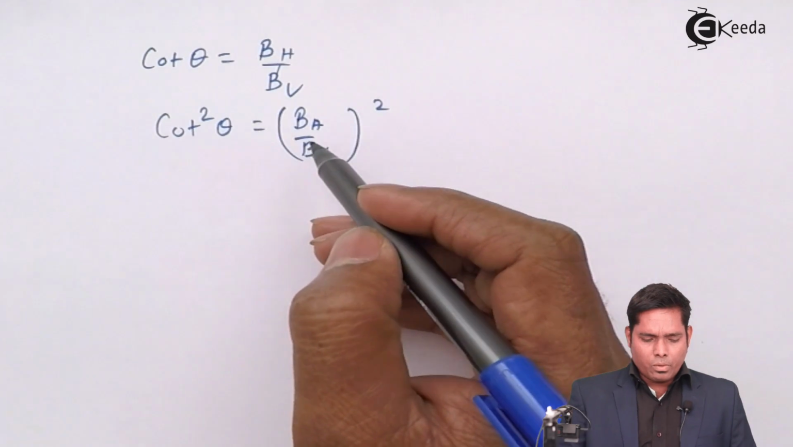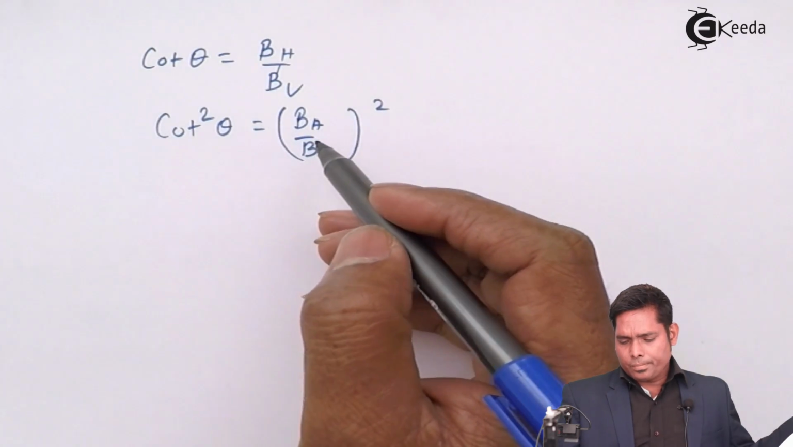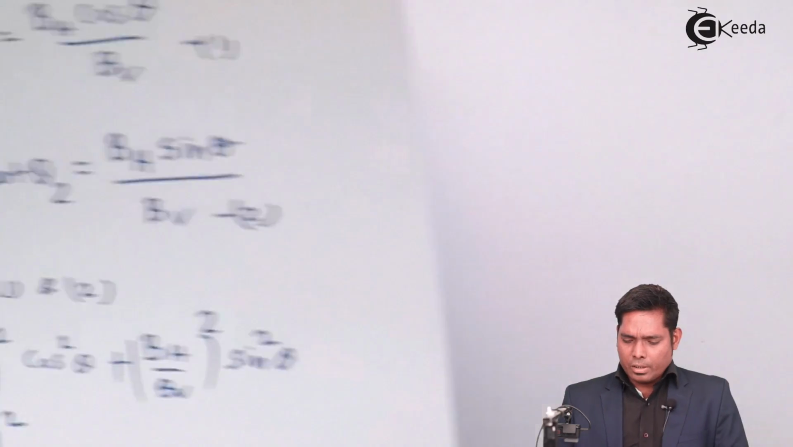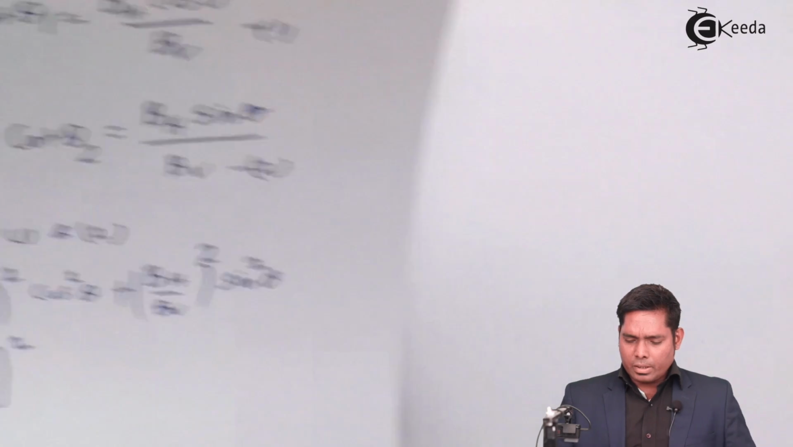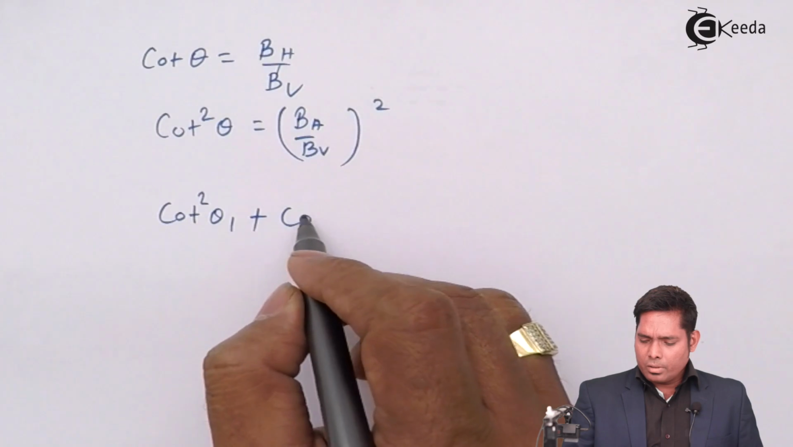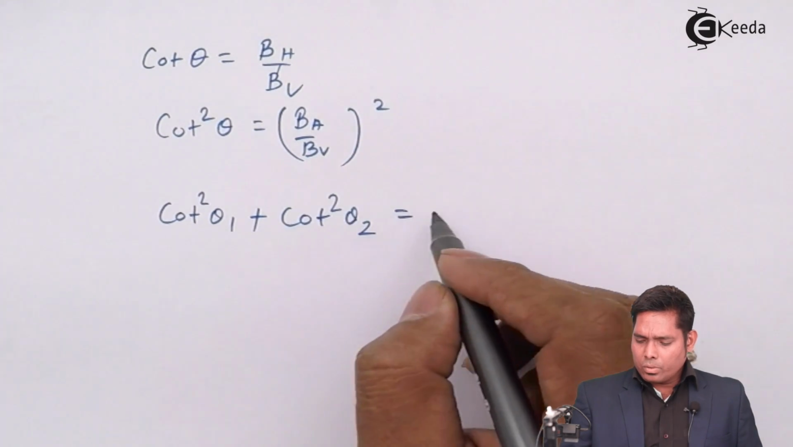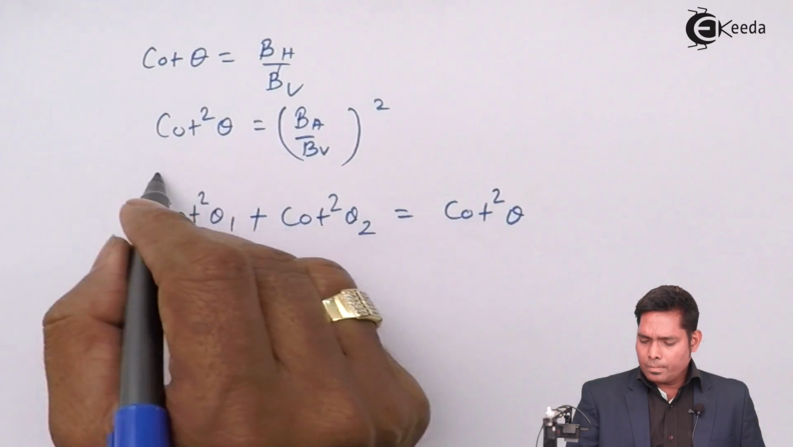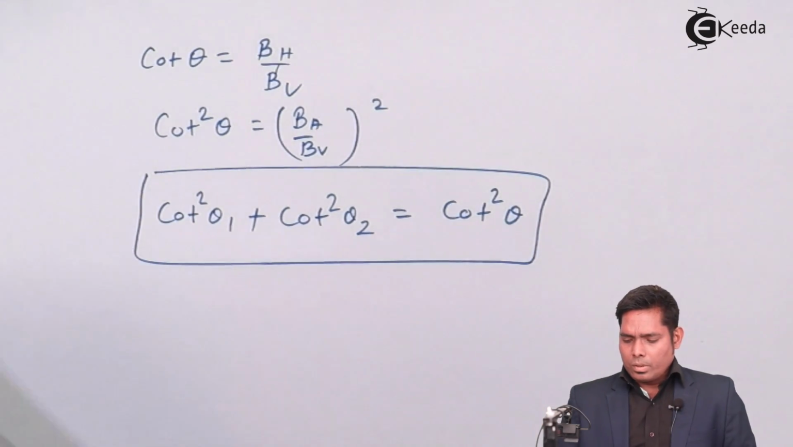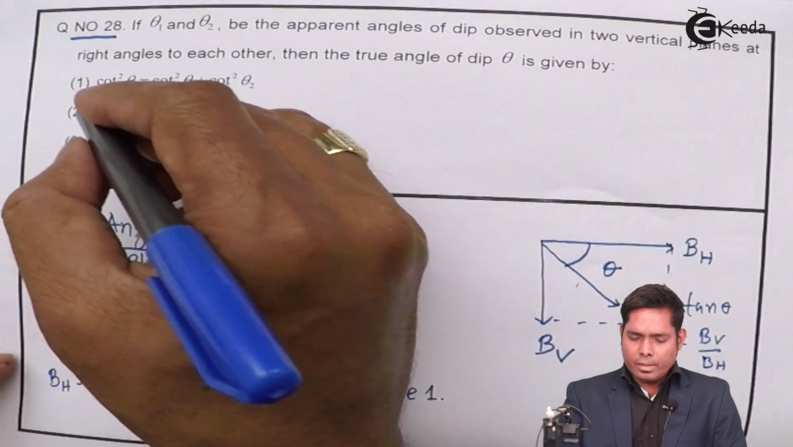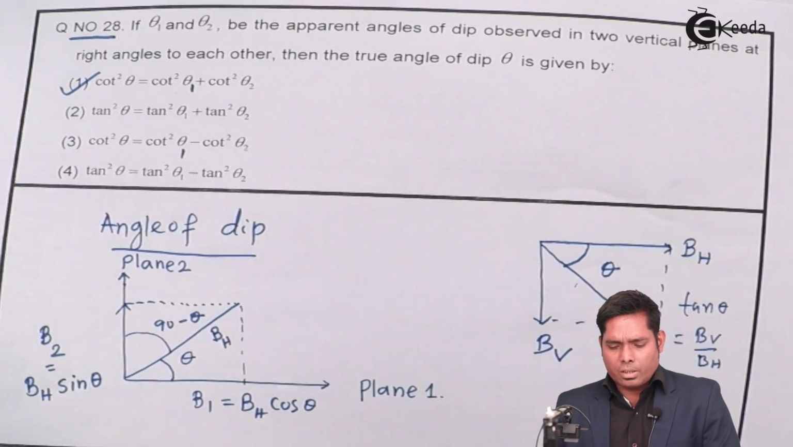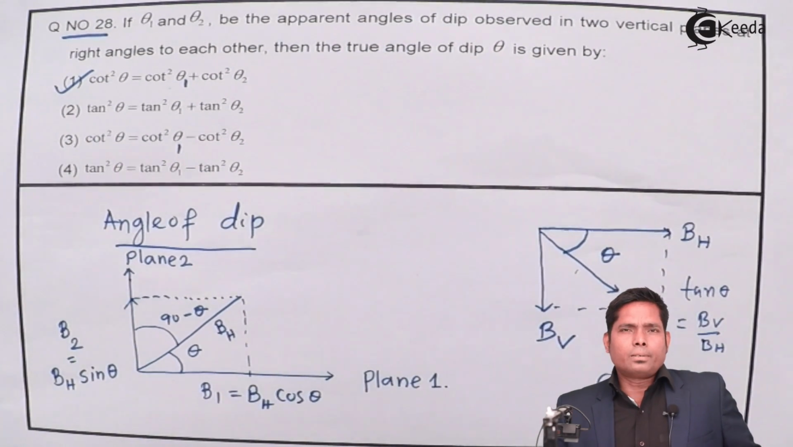Substitute this BH upon BV whole square in this expression here. So this is replaced by cot square theta. So finally you will get cot square theta 1 plus cot square theta 2 equals cot square theta. So if you do that, then option number 1 is the correct answer to this question. Okay, thank you.